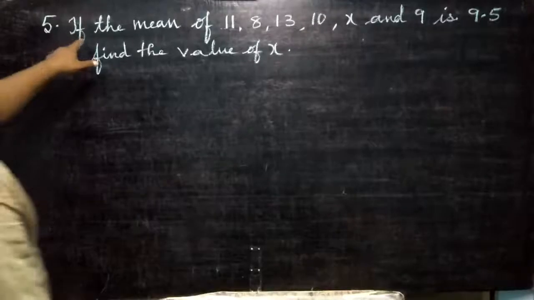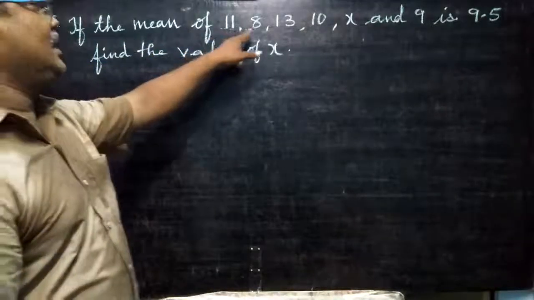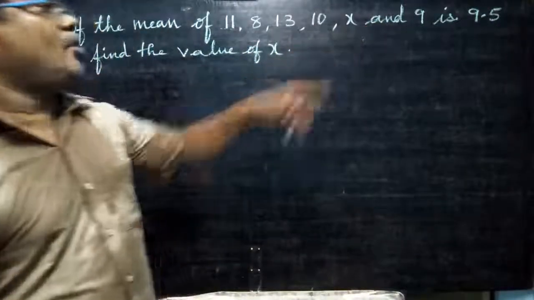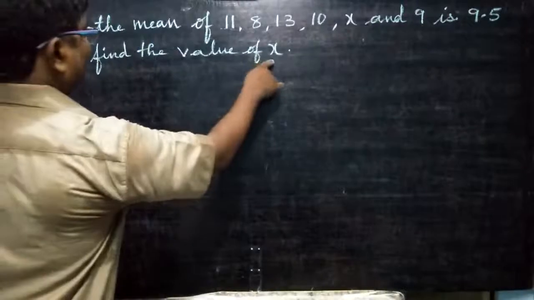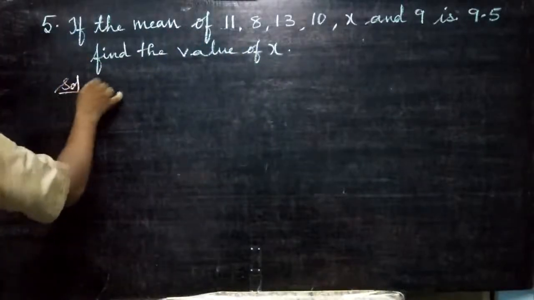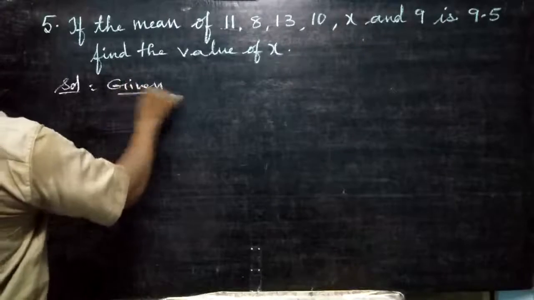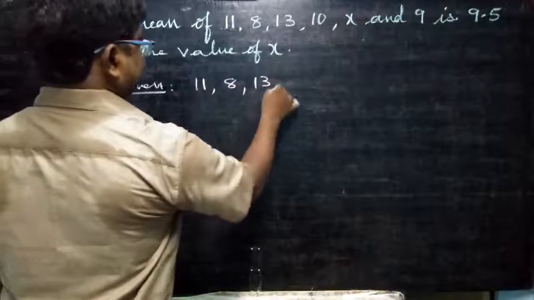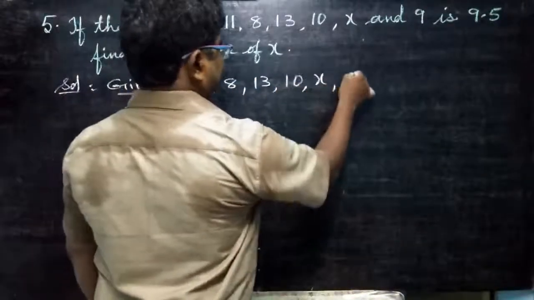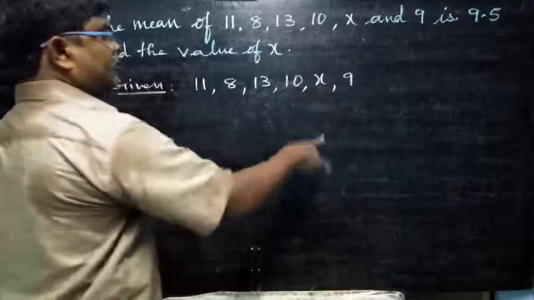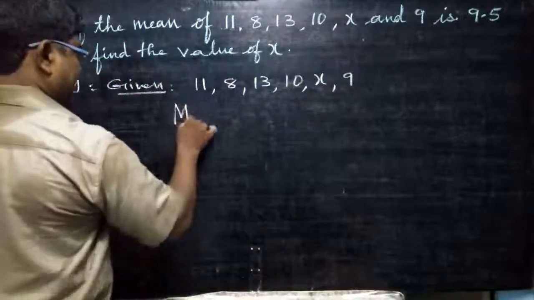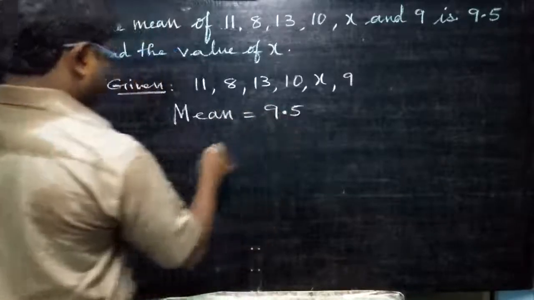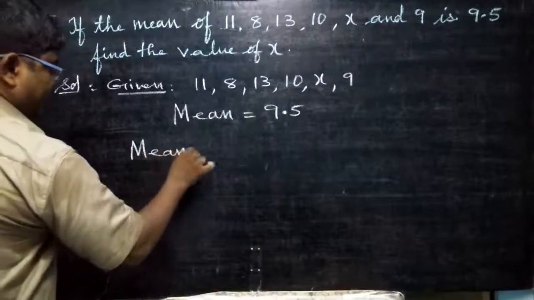Fifth problem. The mean of 11, 8, 13, 10, x and 9 is 9.5. Find the value of x. Solution given. They have given the observations: 11, 8, 13, 10, x and 9. This is the unknown value, we have to find this x. They have only given the mean, 9.5. And we know the formula for mean.